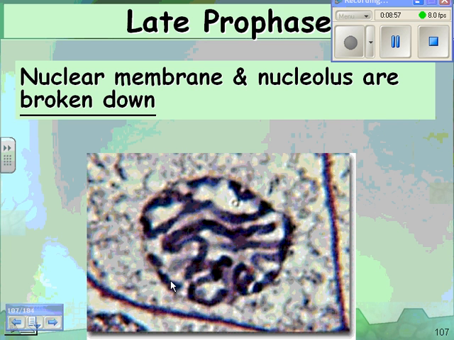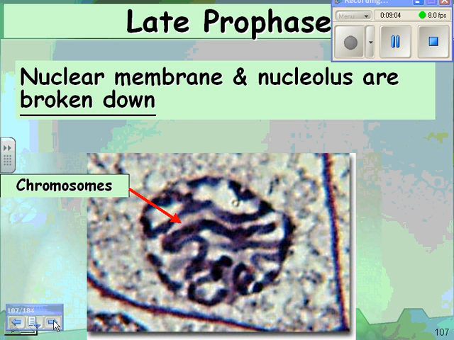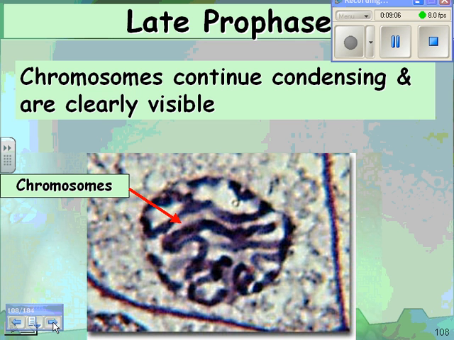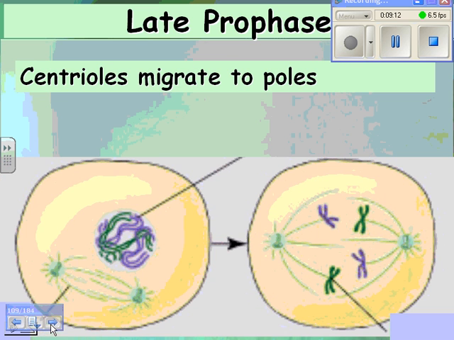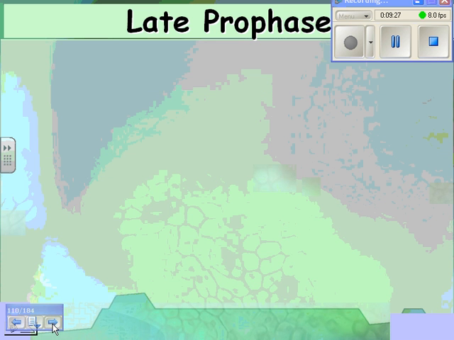And so here you can see the nucleolus is gone, and you can see condensed chromosomes. Chromosomes continue condensing and are clearly visible in late prophase. The centrioles migrate to the poles, at least in an animal cell. Here's a centriole and another centriole, and look, they've migrated to the poles, and they're starting to connect to the chromosomes, the kinetochores of the chromosomes. They're not lined up in the middle yet, but they're getting there.